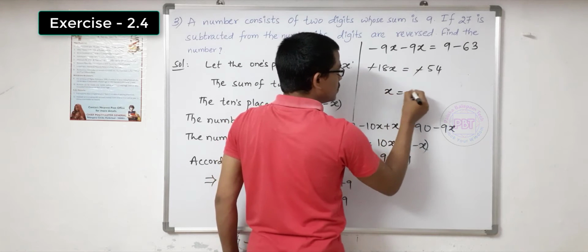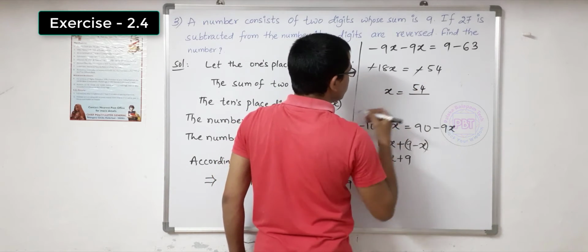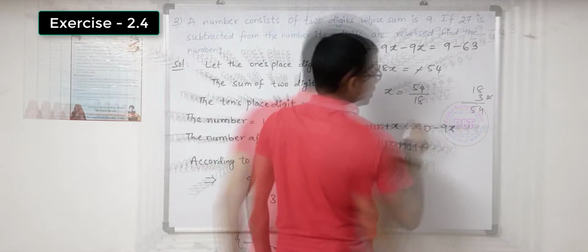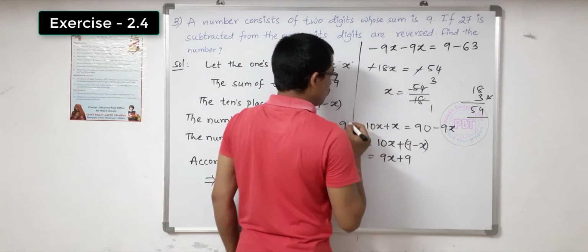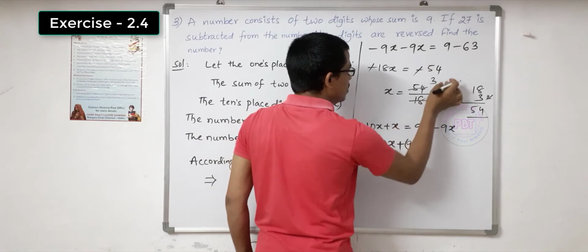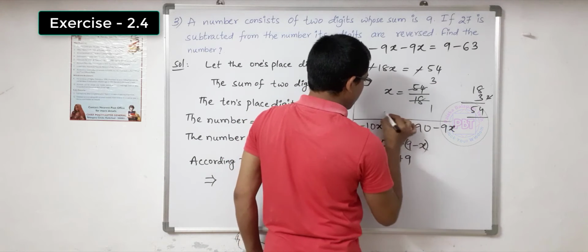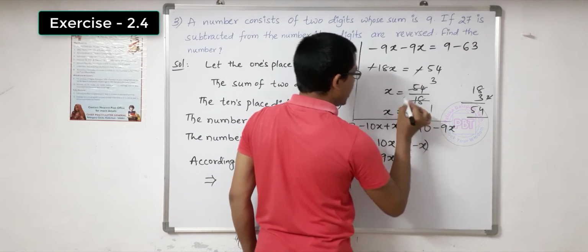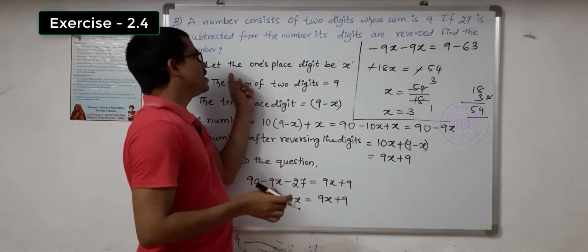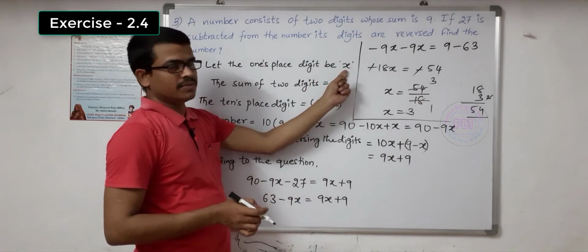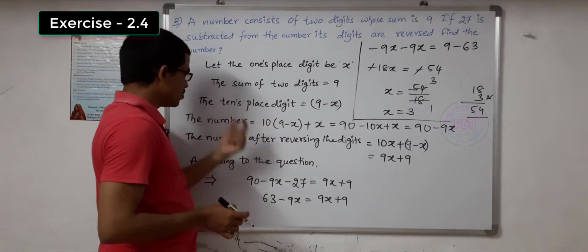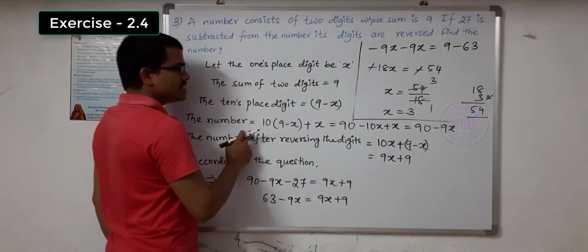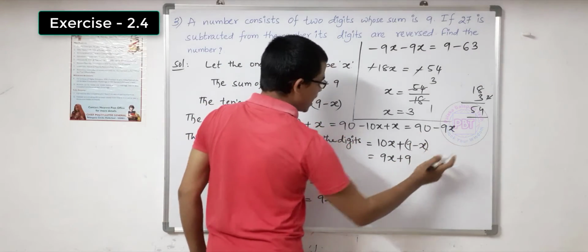From this x equal to 54 by 18. 18 1s are 18, 18 3s are 54. Therefore, the x value is 3. X equal to 3. X is nothing but the ones place digit. Now what are we going to find? We are going to find the number. So what is the number here? The required number is 90 minus 9x.